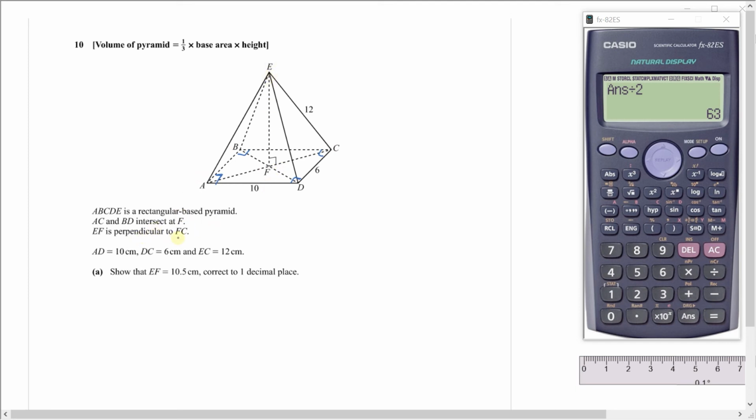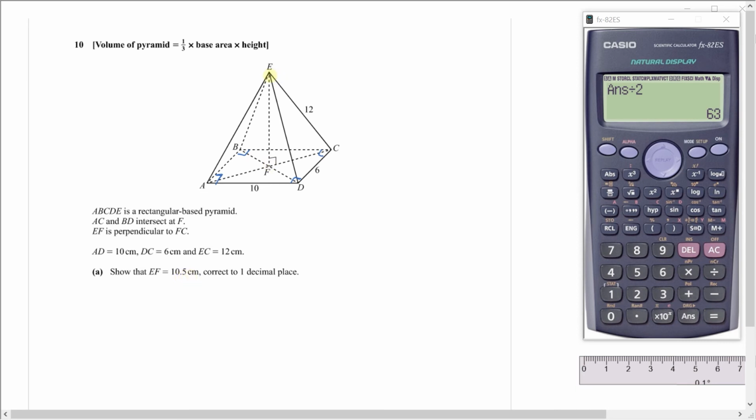EF is the perpendicular height. So it is perpendicular to this length FC. AD is 10, this length is 6, and this is 12. Show that EF equals 10.5 centimeters, correct to one decimal place. So EF is this height that we need to show is 10.5 centimeters.